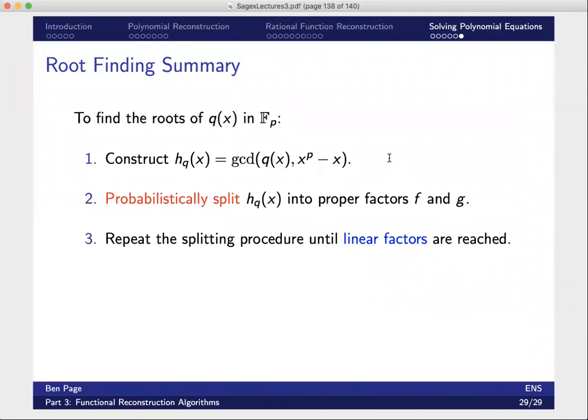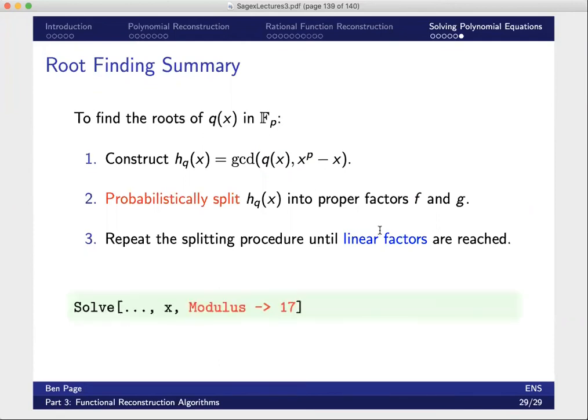And in this way, we are actually able to find the full set of roots of q of x, our original polynomial. So let's go through the steps. The first thing that we do is to build this polynomial which has the same roots by this greatest common divisor algorithm. And then we use the splitting algorithm to split it into two factors, f and g. And then all we have to do is recurse this, keep splitting f and g until we get to linear factors, and those linear factors will correspond to the roots.